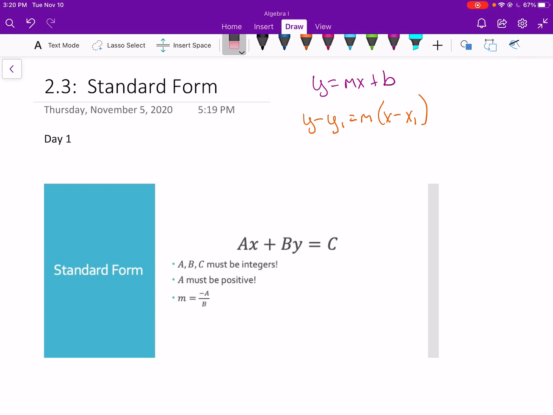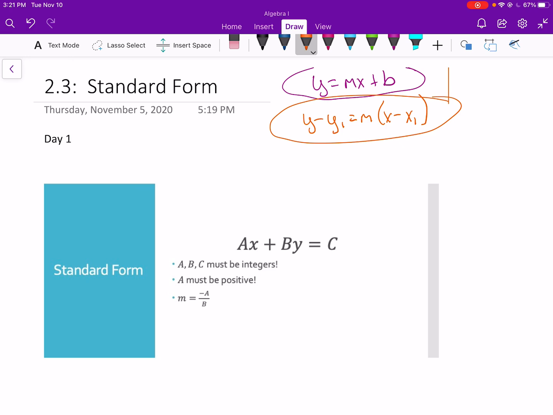This is section 2.3, standard form, day 1. So we've already talked about two different forms of a linear equation. The first one was slope-intercept, that y equals mx plus b, and then we talked about point slope. That gave us that y minus y1 equals m times x minus x1.